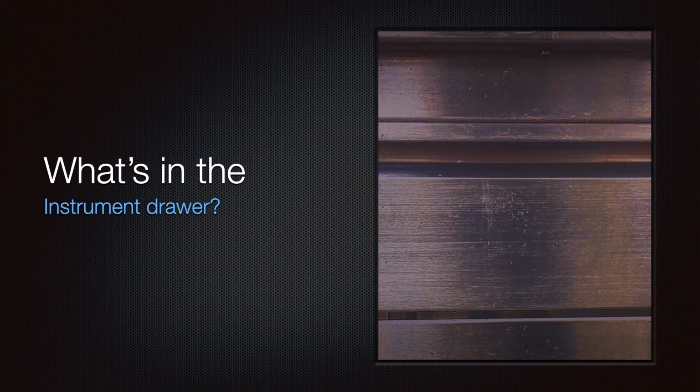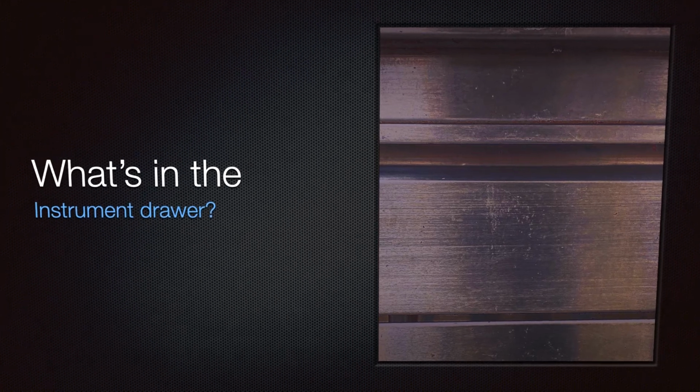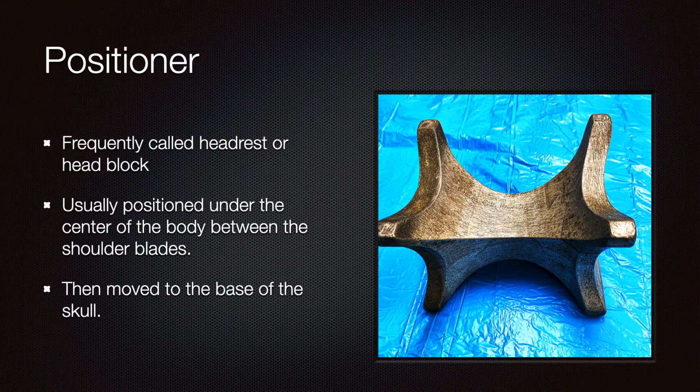What's in your instrument drawer? What items are hiding in the instrument drawer that we use on a daily basis during a post-mortem examination? One of the most important things that we use is the positioner. This is frequently called the headrest or head block in common terms. It is usually positioned under the center of the body between the shoulder blades.